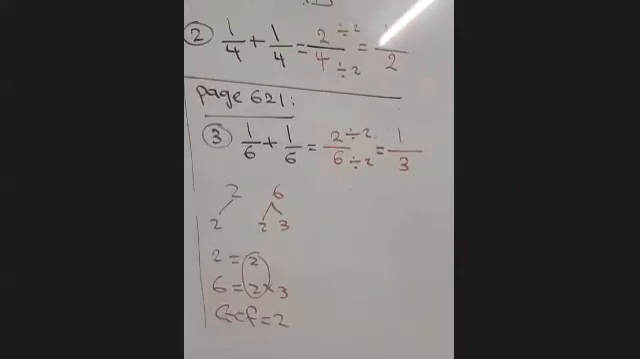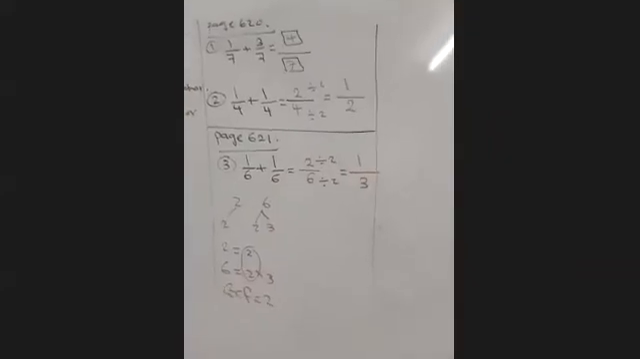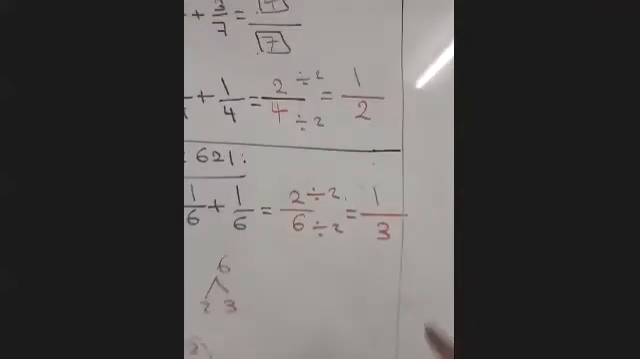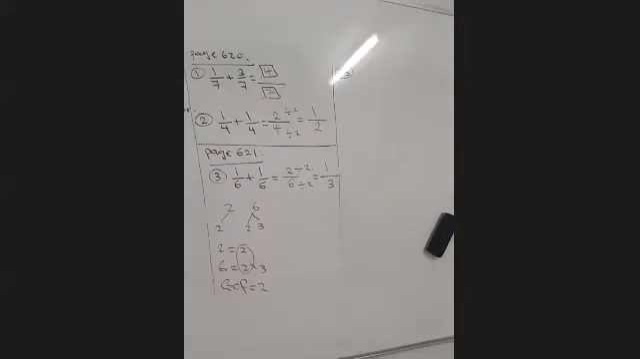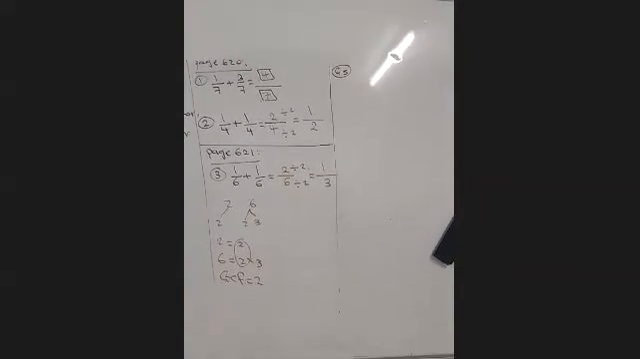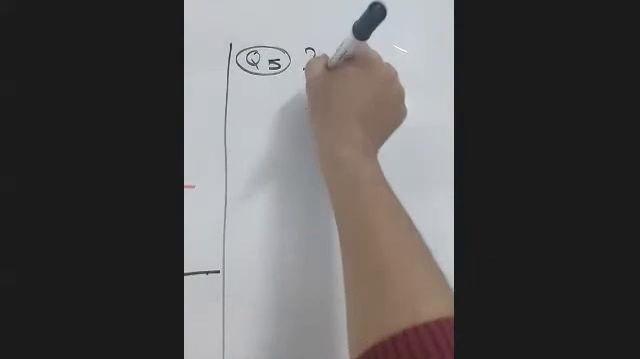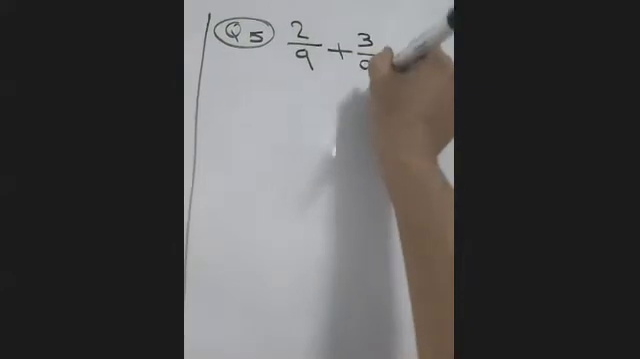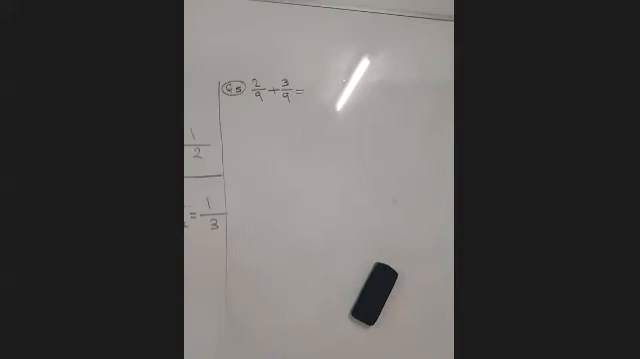Question 5. We'll do the odd ones on this page. Say the question: 2 over 9 plus 3 over 9. This equals 5 over 9.